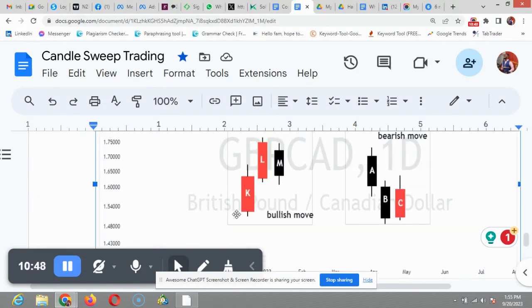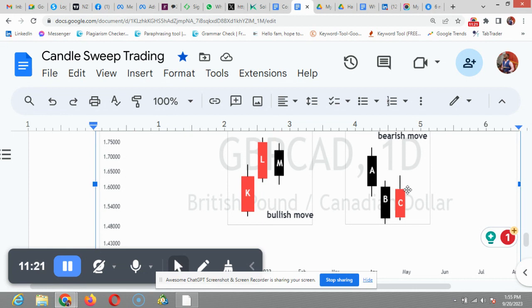So, take a look at these candles here. We have this K candle. This K candle is a bullish candle, right? This L candle is a bullish candle. But what happened with this M candle? This M candle opened and went below this L candle, all right? As soon as I see this, I just know that this will be my high buying opportunity. So for this bullish move, this is a what? A high probability buy, all right?